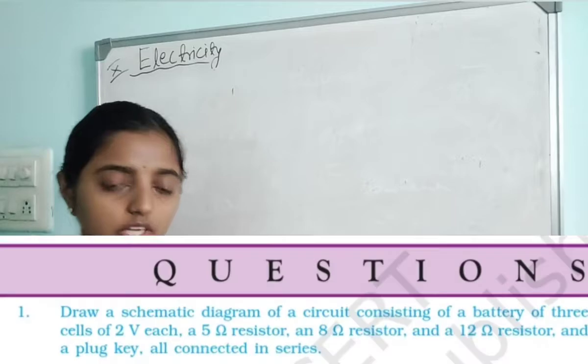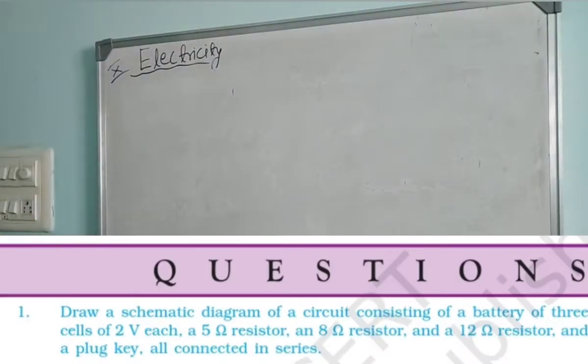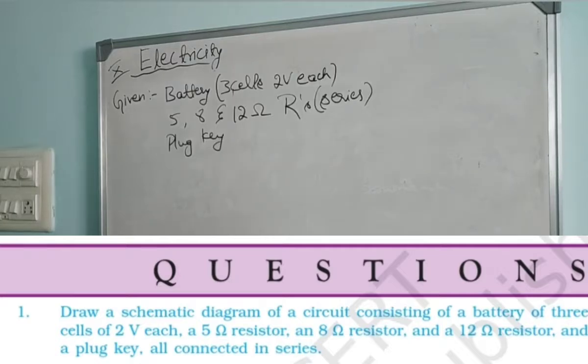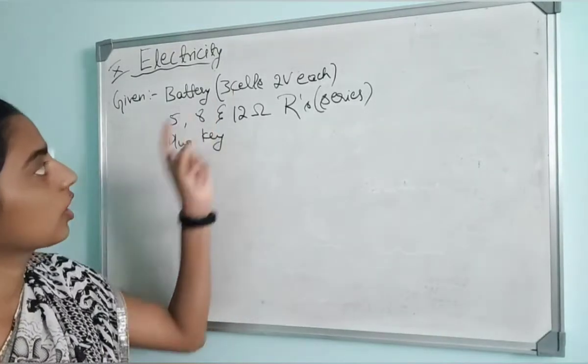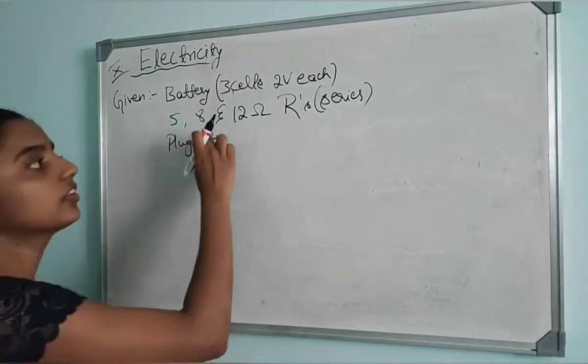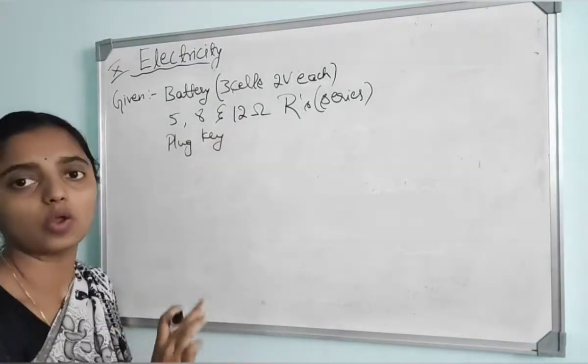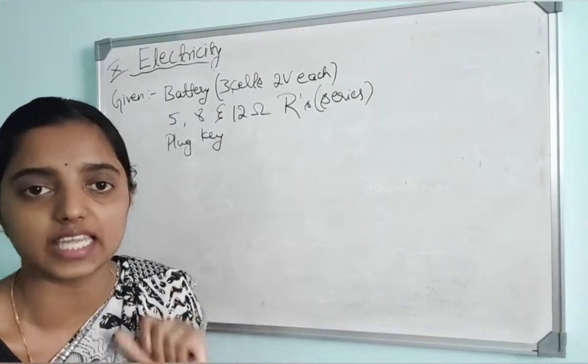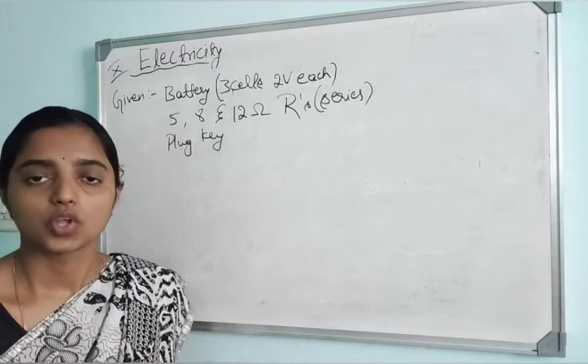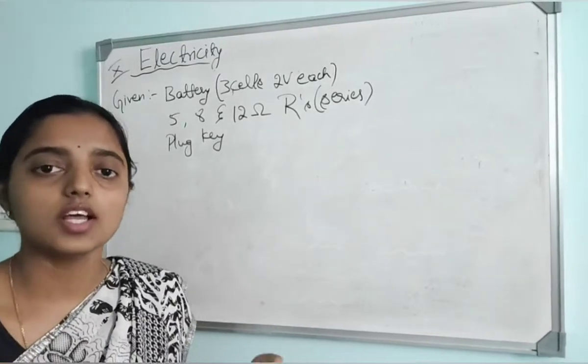Read the question. Draw a schematic diagram of a circuit consisting of a battery of 3 cells of 2 volt each, a 5 ohm resistor, an 8 ohm resistor and a 12 ohm resistor, and a plug key, and all are connected in series. In the question they have given components such as a battery, and 3 resistors of 5, 8 and 12 ohm, connected in series, and next they mention a plug key. So using these components we need to draw the circuit diagram.